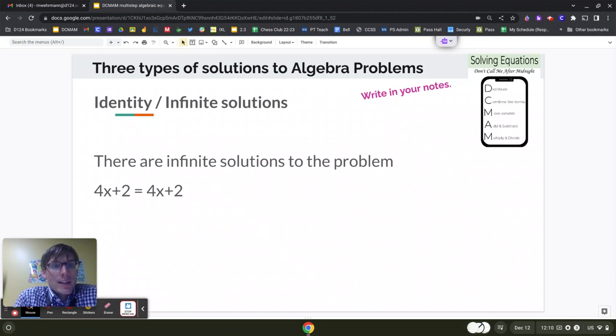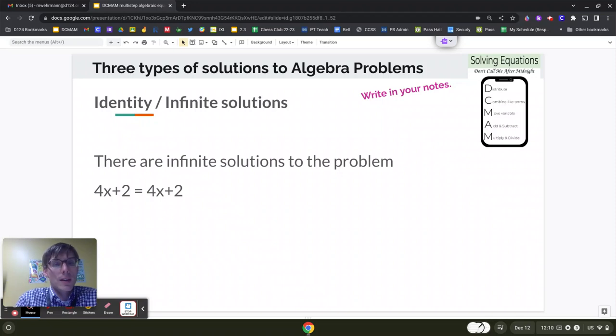Okay, so the identity property of multiplication is, for example, 5 times 1 equals 5. Right? Identity property, we multiply by 1, we still got the same number we started with, which is 5. Okay, so that's the identity property. So this idea of identity means the number is going to equal itself. And because of that, there's going to be an infinite number of solutions. So again, we should write this down: identity, infinite solutions. There are infinite solutions to this problem.